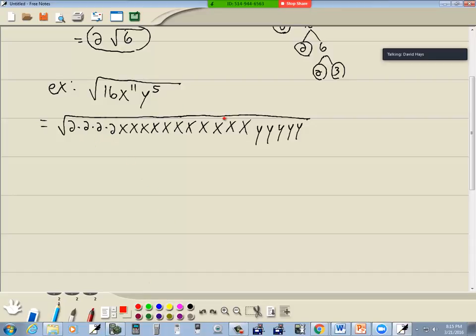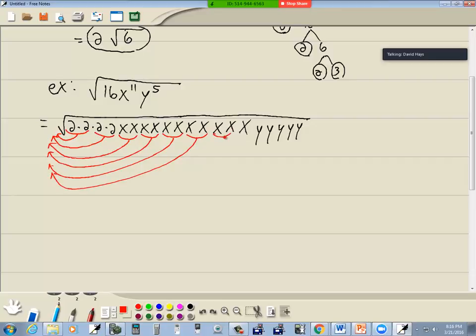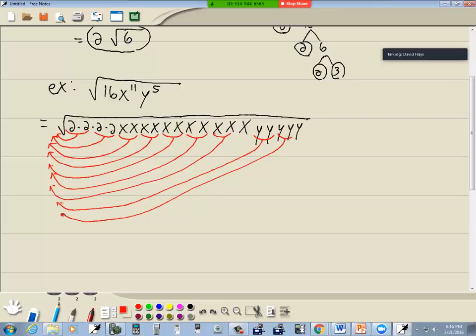Now we're simplifying a square root, so we're still looking for a pair of somethings. Here's a pair of 2's, so they're going to come out in front. Here's another pair of 2's, so they're going to come out in front. Here's a pair of x's, they're going to come out as a single x. Another pair of x's, single x. Another pair, single x. Another pair, single x. Another pair, single x. Here's just a single x. I can't bring it out because I need pairs of something. Here's a pair of y's, they're going to come out as a single y. And here's another pair of y's, they'll come out as a single y.